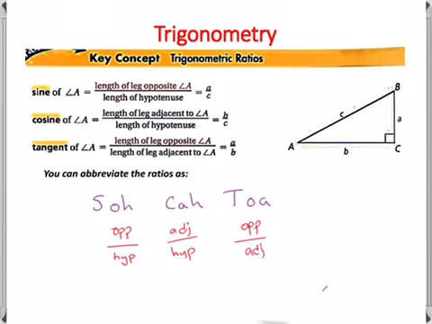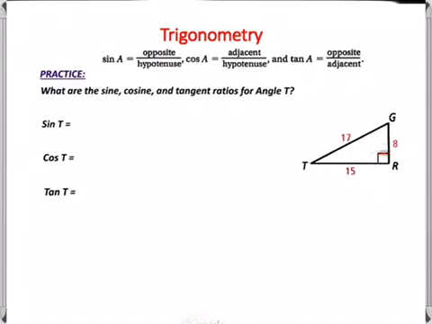And using these, we can set up ratios, or basically fractions, for the relationships of the sides of the right triangle in reference to a particular angle. So in our first example here, we want to state the sine of T. T is our reference angle, and sine is opposite over hypotenuse. So the side opposite T would be 8, and the hypotenuse is 17. So that's our trig ratio there.